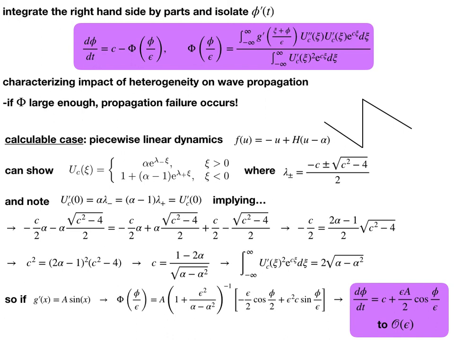So to order epsilon, we end up with an extremely compact expression, which just ends up being d phi dt equals c plus, and now this is our capital phi, epsilon a over 2 cosine of phi over epsilon. So what does that tell us? It tells us that as we move along in phi, for some values of phi, the speed of the wave is going to be faster than c.